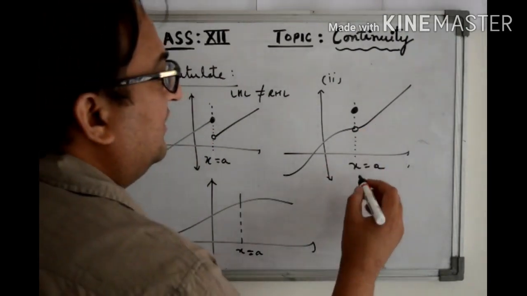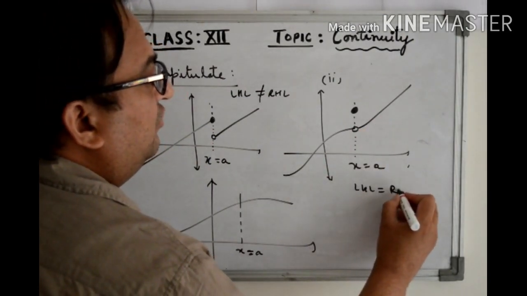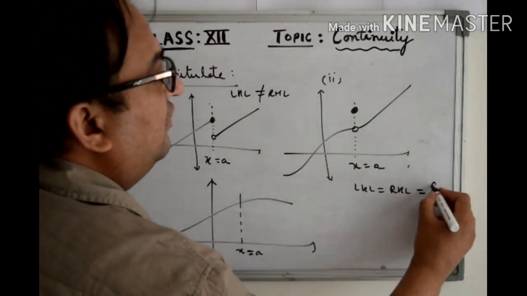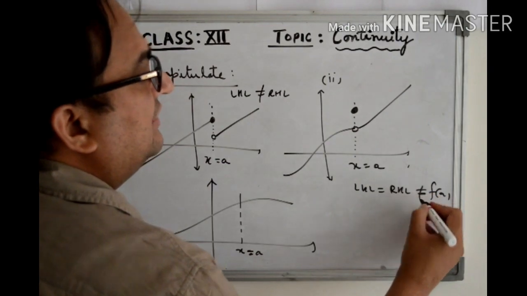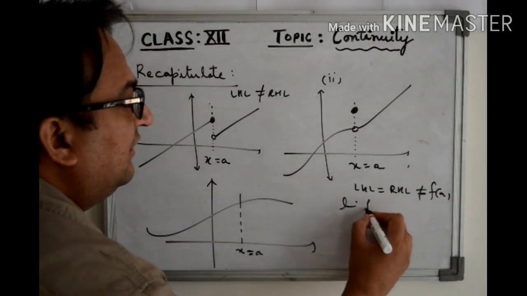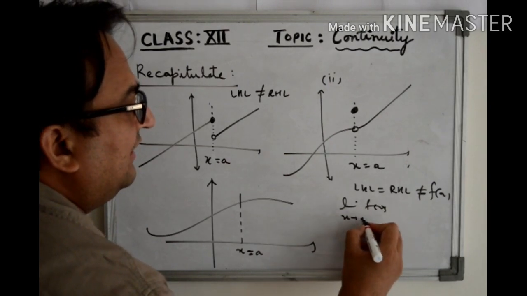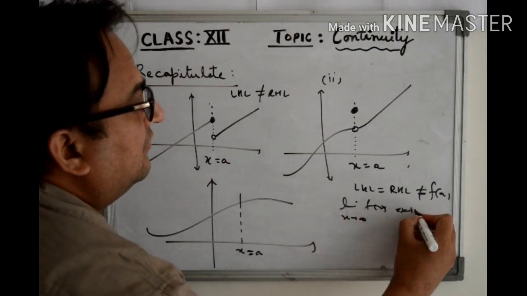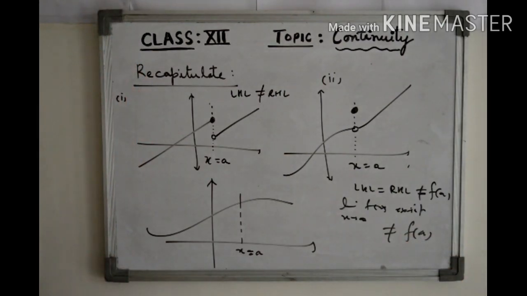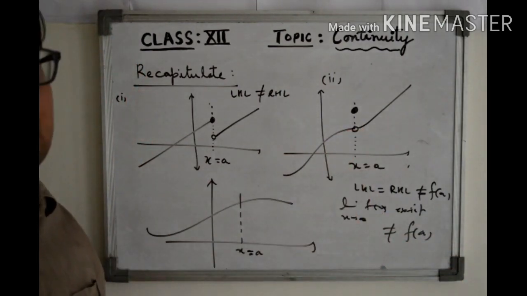And in this case, even though LHL is equal to RHL, both are the same, the value of the function at a is not the same as LHL and RHL. It means the limit of the function f(x) at a exists, but the problem is it is not equal to the value of the function at that point. So again we have a point of discontinuity.